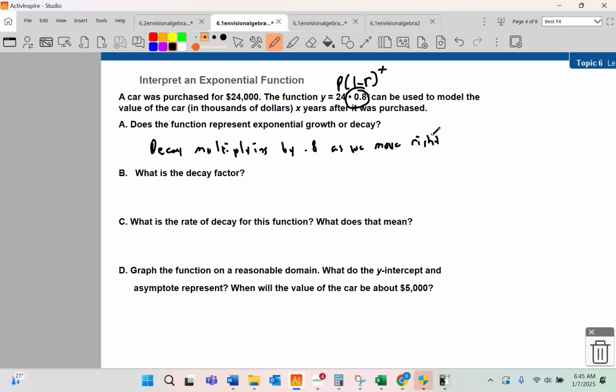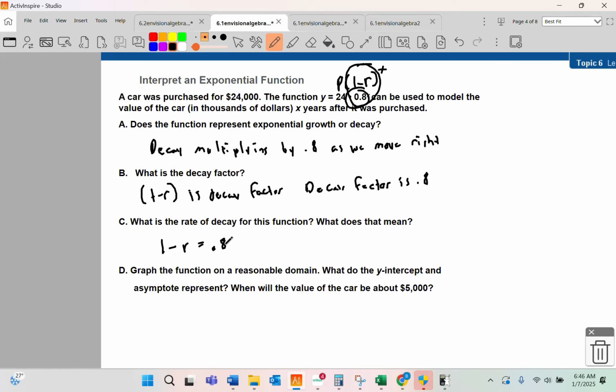Now, what is the decay factor? The 1 minus r piece is the decay factor. You'll notice it lines up with 8/10. So the decay factor is 0.8. What is the rate of decay? Well, in our original decay function, we line that up with 1 minus r. So 1 minus r equals 8/10.